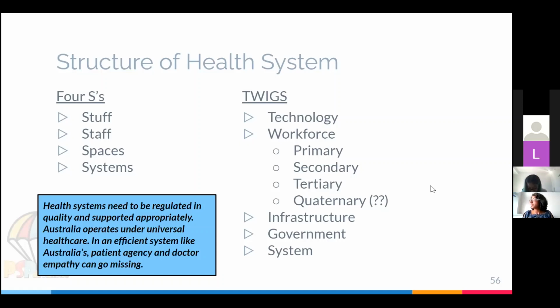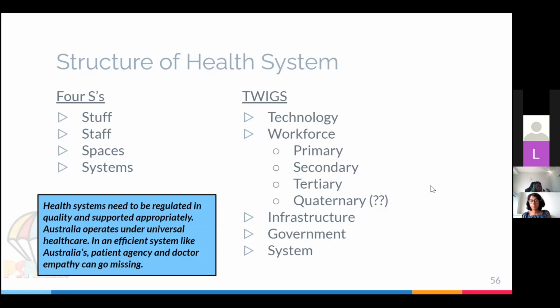Stuff is your hospital beds, your medical equipment, things that you use in a medical setting. Staff, because we need people to run them. That's your workforce. Spaces, because we need places to run them in: hospitals, private practices, clinics, all of that. And of course, we have systems, which not just includes the national health system, but also within each clinic or hospital, they have their own systems of running things, for example, how they prioritize patients, waiting times, things like that. That's all part of a system. Paperwork all comes under systems as well.